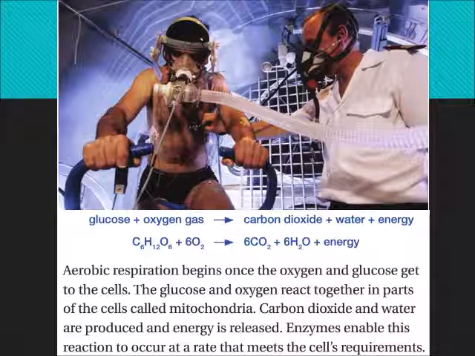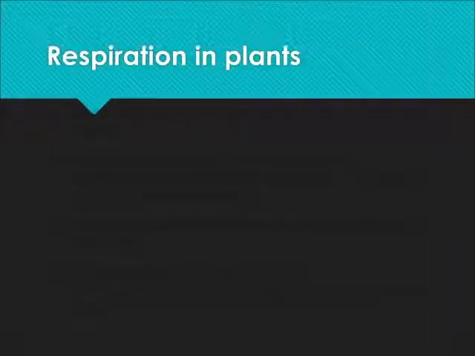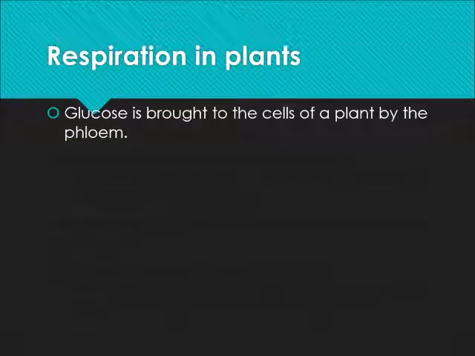Now, energy is stored in a compound called ATP. It's like your biological battery, if you like. And then that is transferred to other parts of the body where it helps reactions occur so that your body can live and build and grow and repair and so on. As we said, glucose is brought to the cells of the plant by phloem.